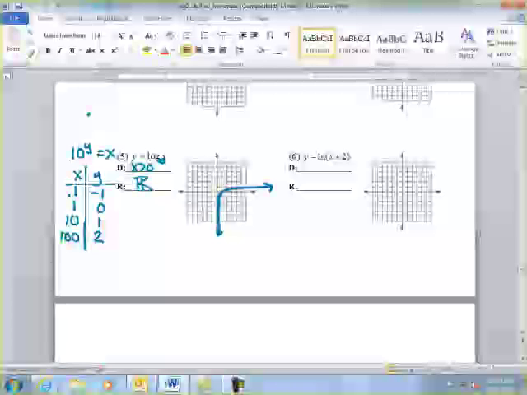For number 6, we have some shifting to take care of first. What does that plus 2 do? Left 2. Then we can look at the base equation of just y equals the ln of x, ignoring the plus 2 because we already took care of it. We want to rewrite this as an exponential, which would be what? What is the base of ln? E. So e to the y equals x.